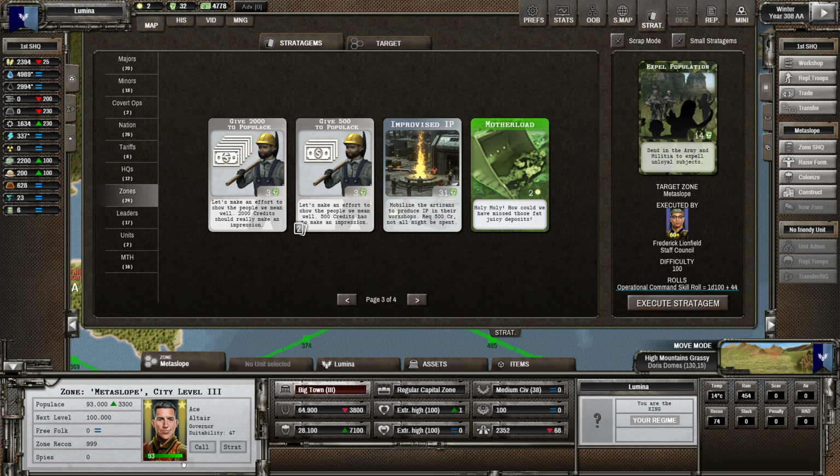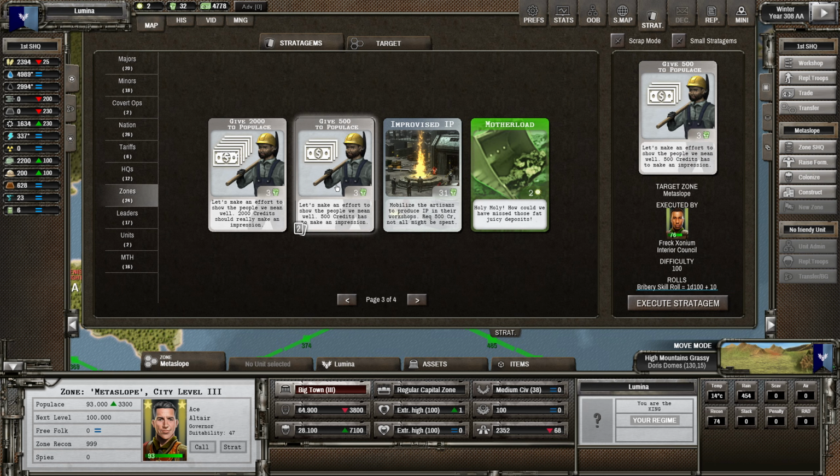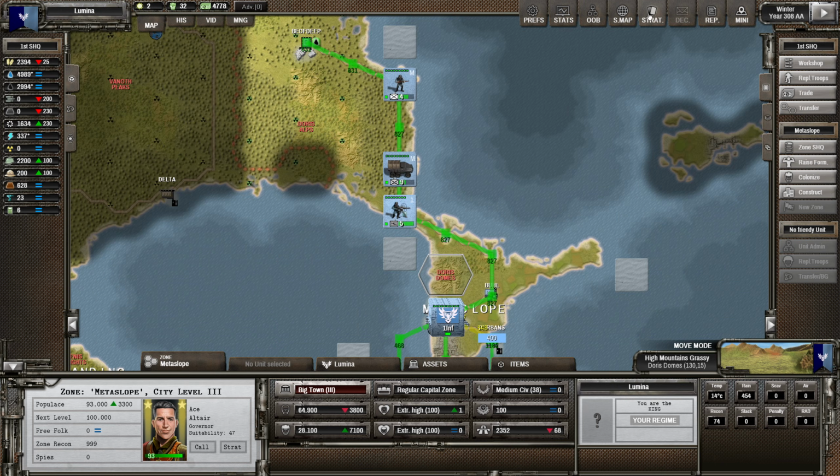So for example, if we want to play a stratagem on this particular zone, for example, we want to give money to our populace to make them happier. That would be one example, paying 3 political points, obviously. And we've got 2 of those cards. Okay, so that's your overview.